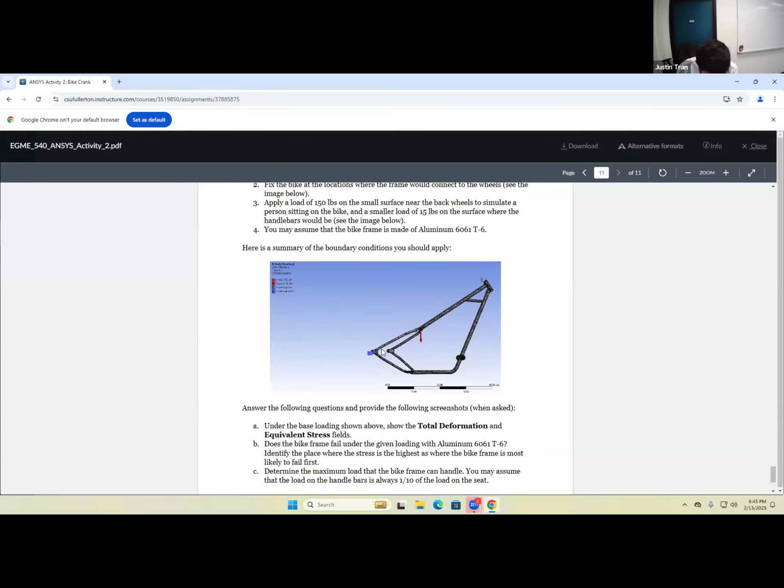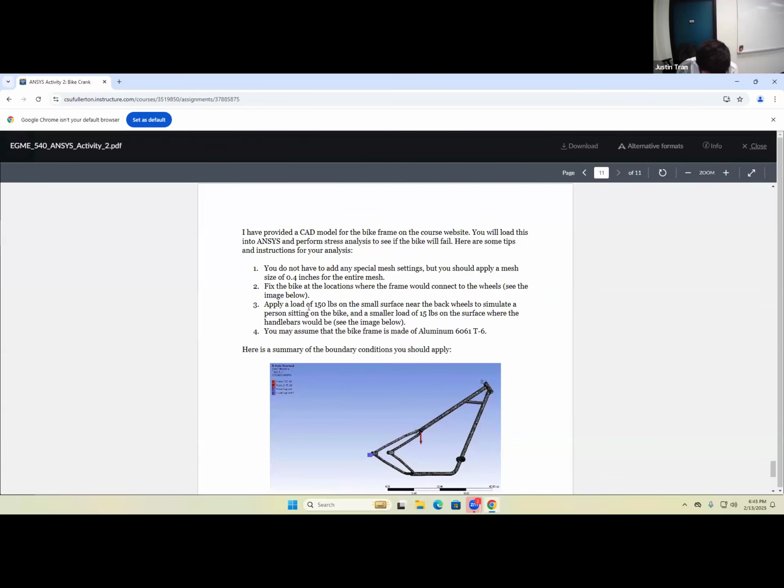Okay, you're wondering about the forces, right? So for the forces here, we have a load of 150 pounds near the back wheels, and so I have 150 pounds here. Now, I think the exact surface that I chose for this has a small lip on the outside there. It's not exactly where the seat would be, but I just picked that one because it's the closest. So even though it's on the side there, it's mostly okay. It's close enough. And then the handlebars are attached up here. So this is where you would apply the 15 pound force.